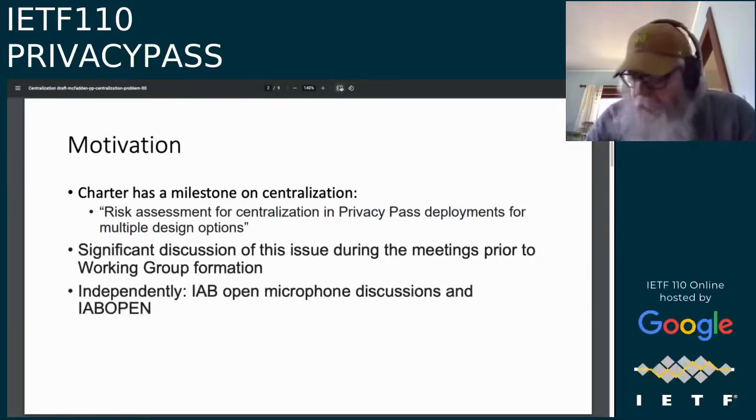I will say that this draft doesn't take into consideration the idea of redemption contexts. And I'll come back to that at the end, just to say a few words about it. But I think in the 30 minutes that we have to talk about centralization issues, that would be a good thing to talk about. Next slide, please.